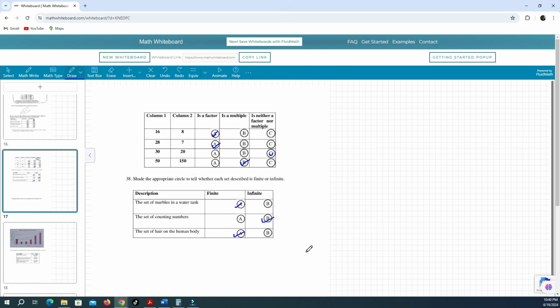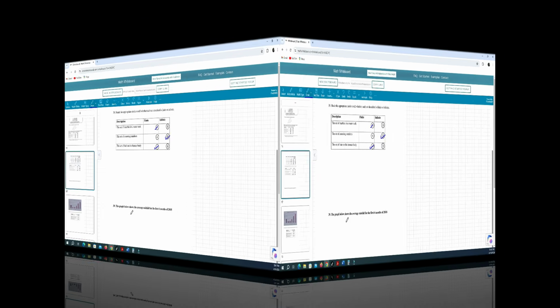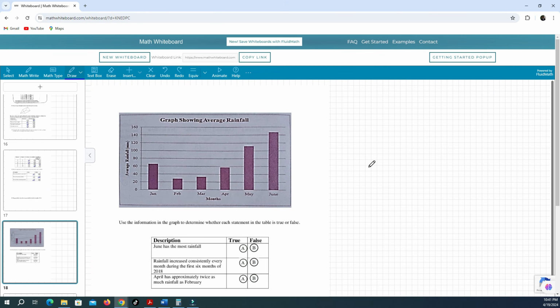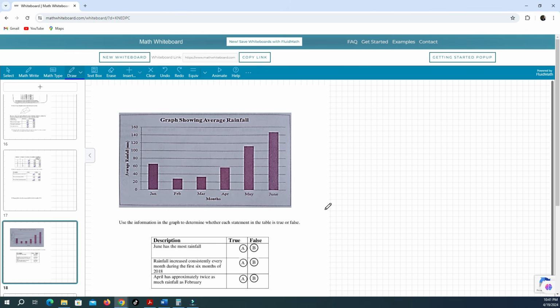This is 38. Oh, 39. The graph below shows the average rainfall for the first 6 months of 2018. Use information in the graph to determine whether each statement in the table is true or false. So June has the most rainfall. June, yeah, that's correct, that's true.